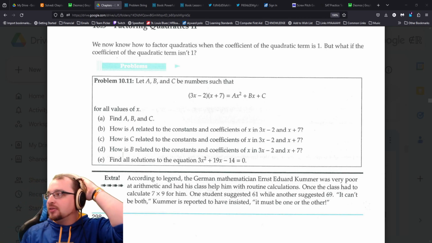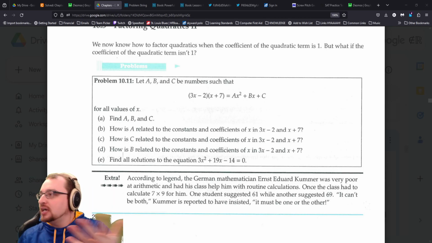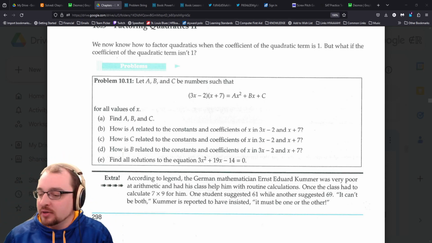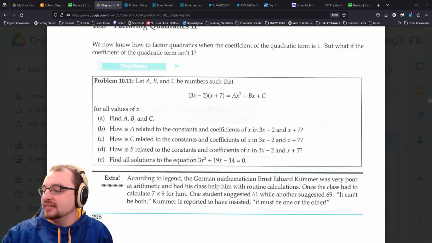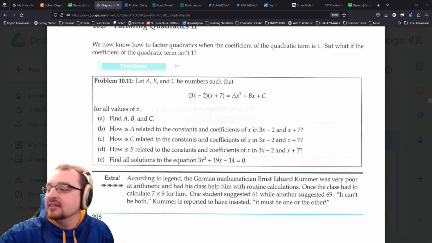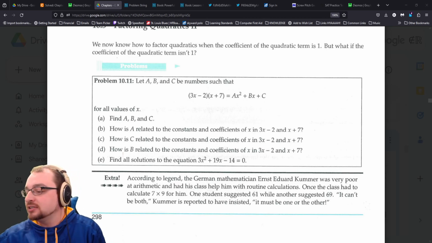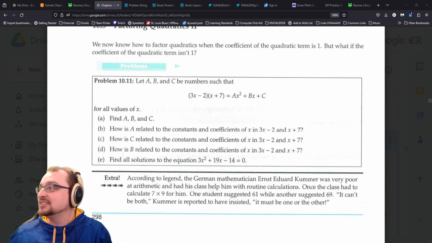He said, it can't be both. And he said, it must be one or the other. Right, can't be both answers. So which one is it? He was not very good at arithmetic. You might relate to this man. You can be a very good mathematician. This is one of a very famous mathematician, and still not be very good at multiplying simple numbers.